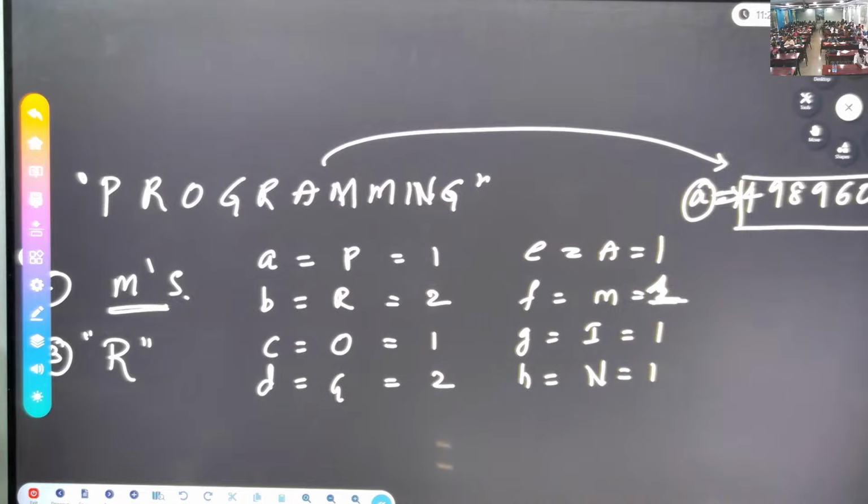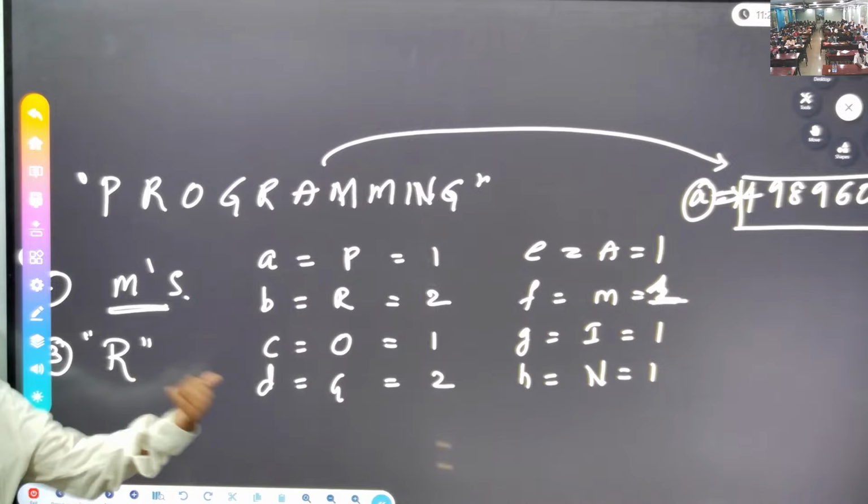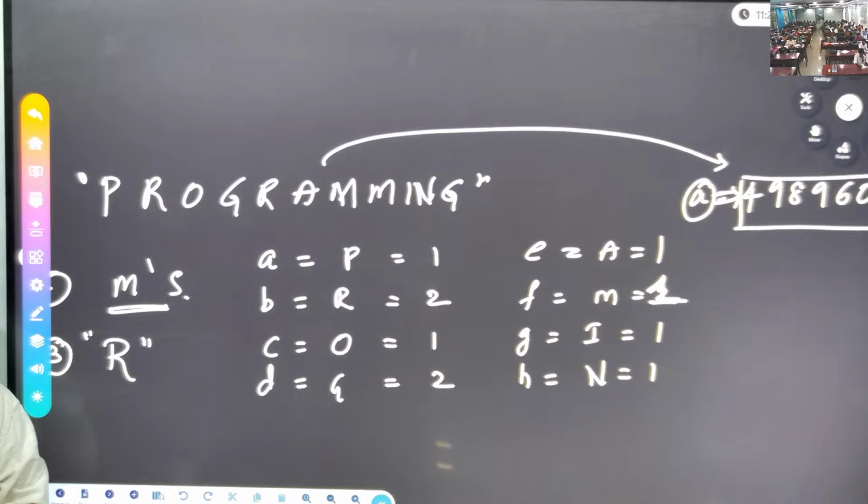Third question. What is your third question? How many of them begin with letter R? So what is the starting letter of the word? According to the third question, it is R. That is, one letter is already fixed.